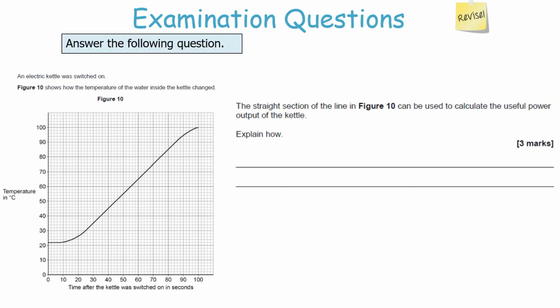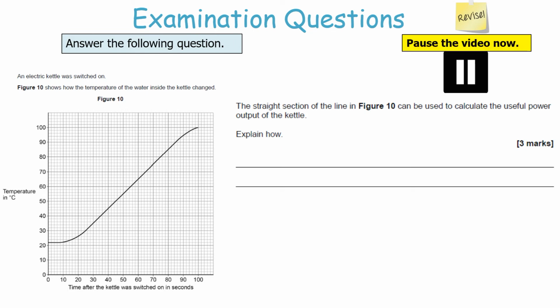The next question says the straight line of the line in figure 10 can be used to calculate the useful power output of the kettle. Explain why. So pause the video now, then unpause the video when you want to go through your answer.